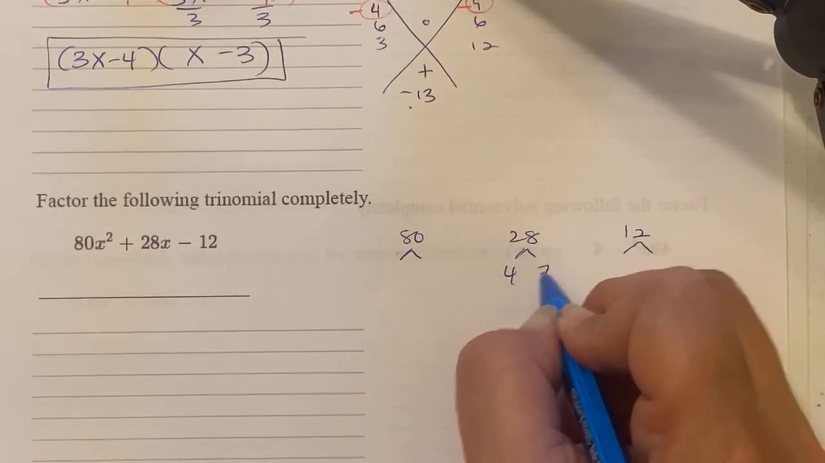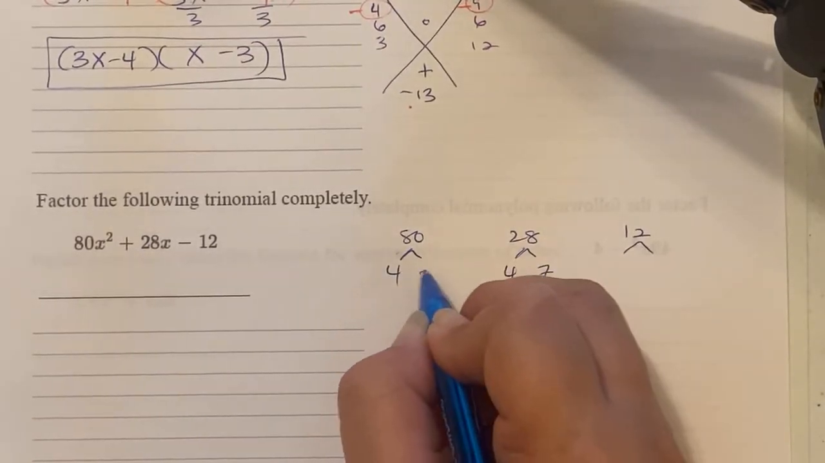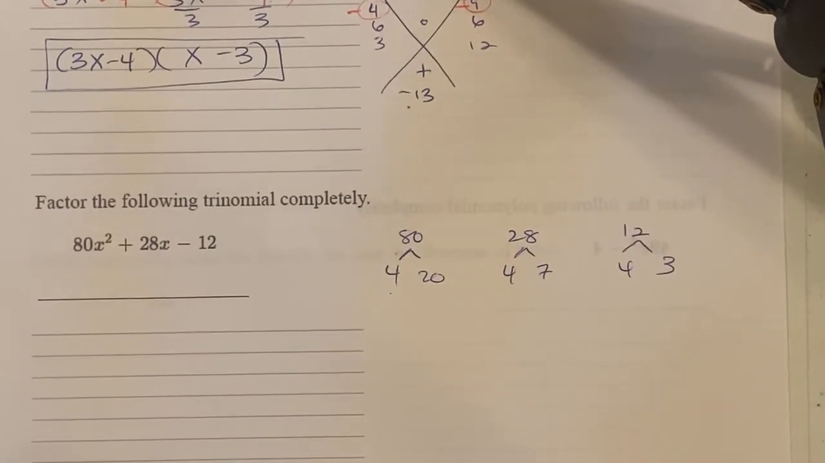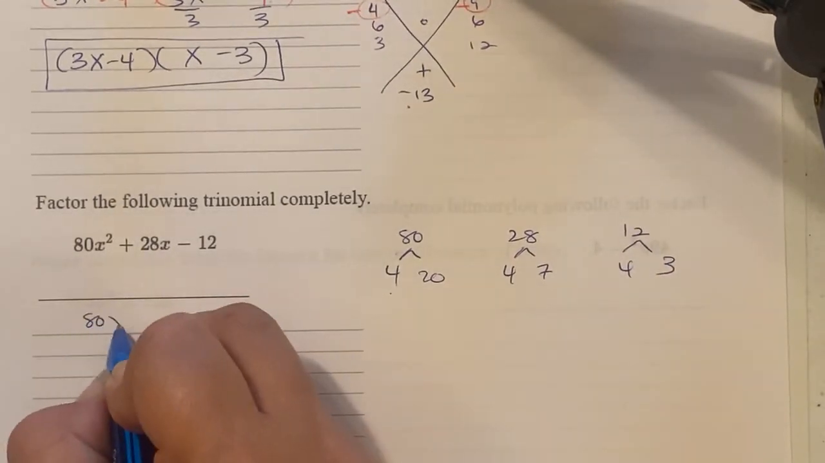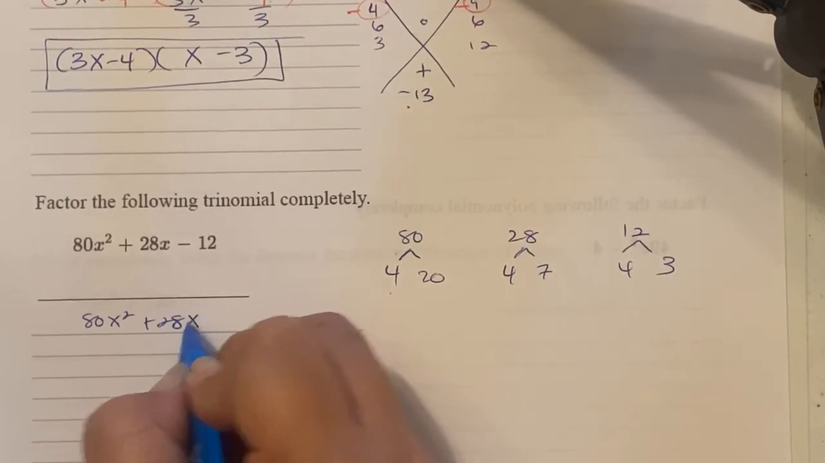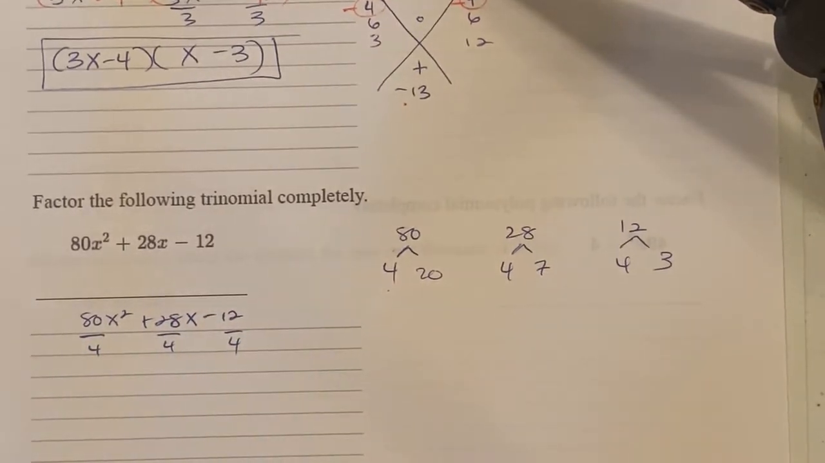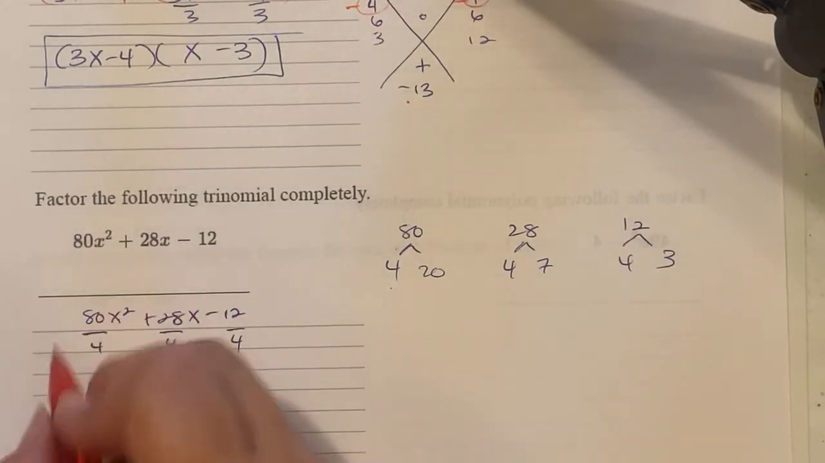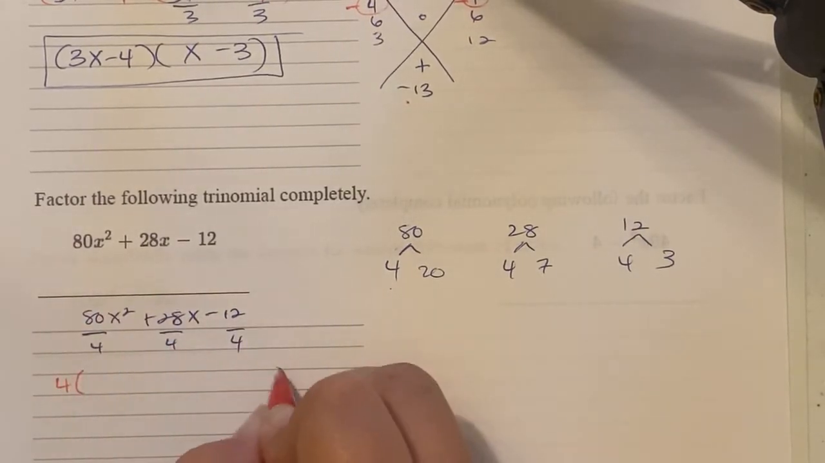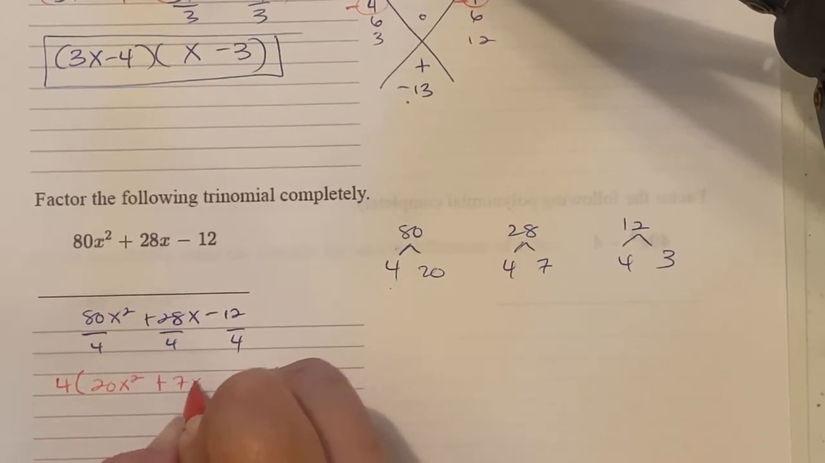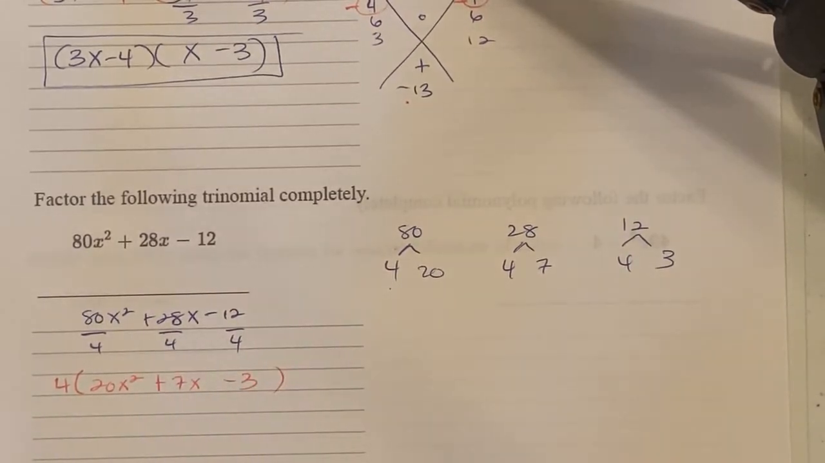28 we know is just 4 and 7, so it means 80 is 4 and 20, 12 is 4 and 3. So first thing we're going to do is take our problem and divide everything by 4. So we don't lose the 4, the 4 is on the outside of your problem. So we become 20x squared, positive 7x, negative 3.